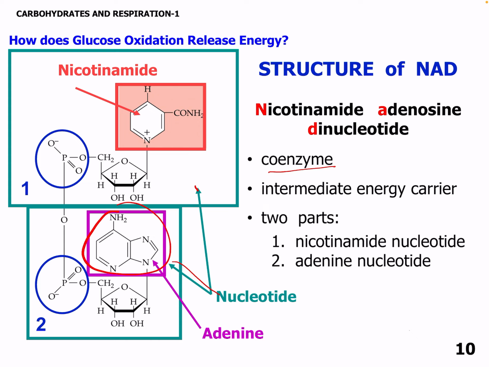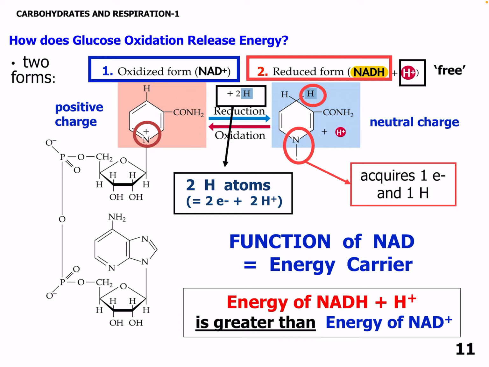So again, it's a coenzyme, and it has 2 parts, the nicotinamide nucleotide and the adenine nucleotide. Here's the adenine nucleotide in purple, and the nicotinamide nucleotide in green. So there are 2 forms of NAD. There's the oxidized form, so that's important. The oxidized form is NAD+. Remember, if it's positive, you can think of oxidized as loss of electrons. And the reduced form is NADH plus hydrogen ion.